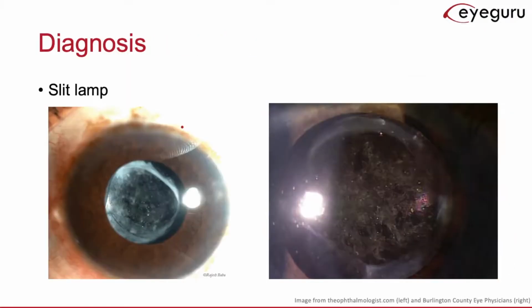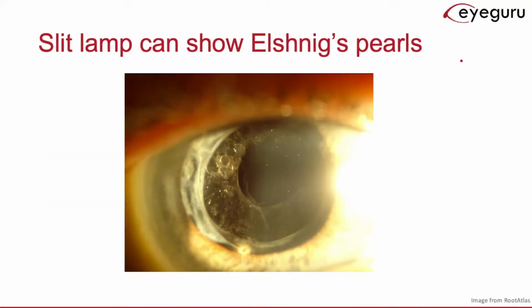So diagnosis is fairly simple and involves slit lamp examination. So here you see two examples of posterior capsular opacifications. Often an ophthalmologist will know to look for a PCO when a patient presents with blurry vision or visual acuity decline after cataract extraction. A finding that can be seen in PCOs are Elshnig pearls, which are seen here, and these are grape-like structures that form from residual lens epithelial cells that migrate to the posterior capsule.